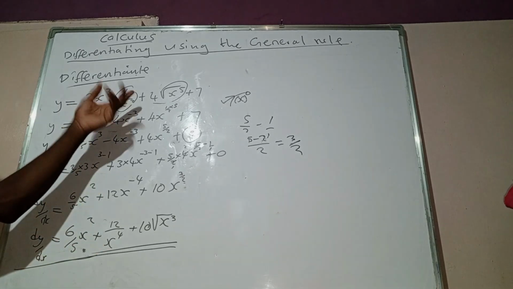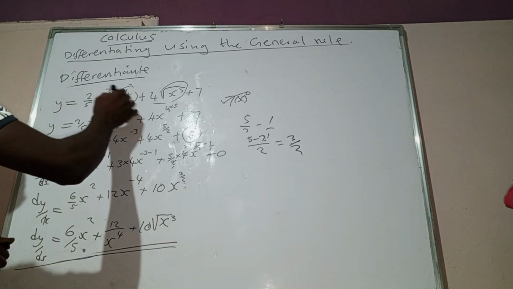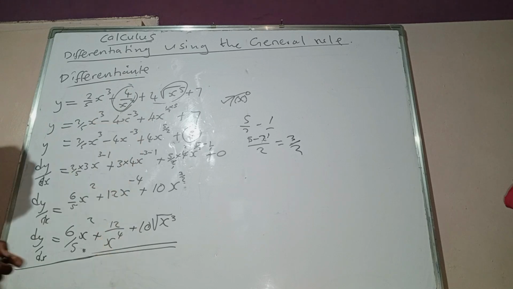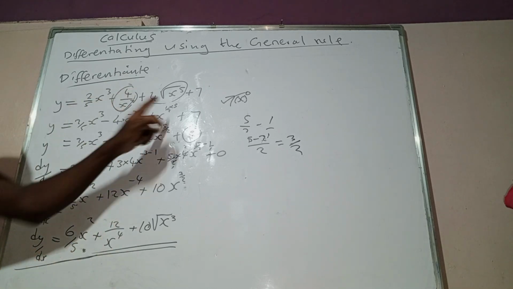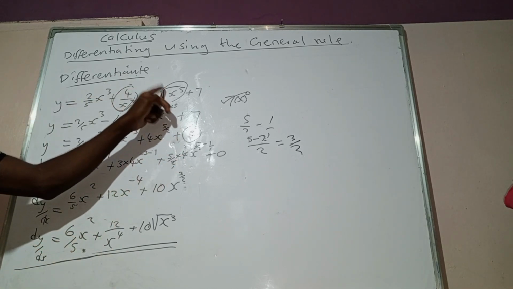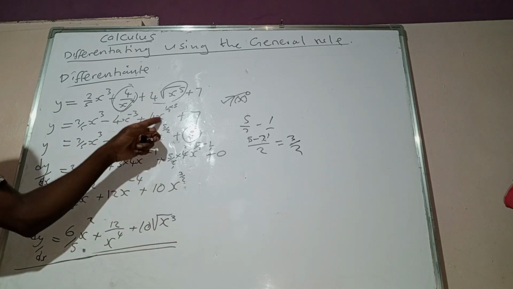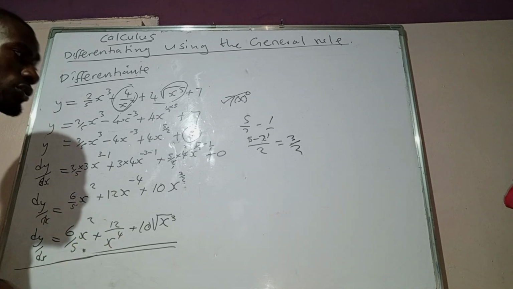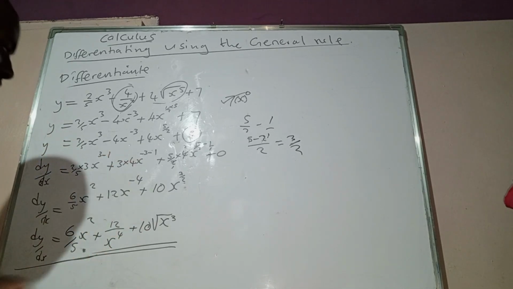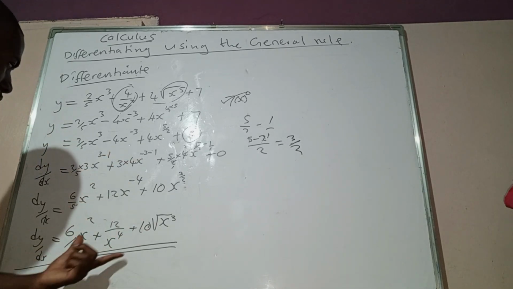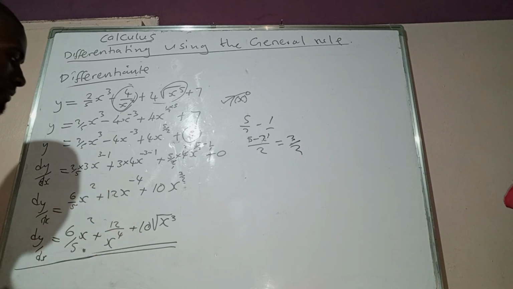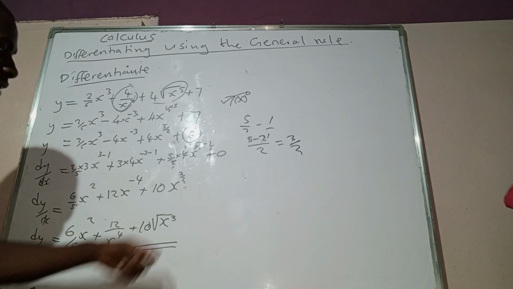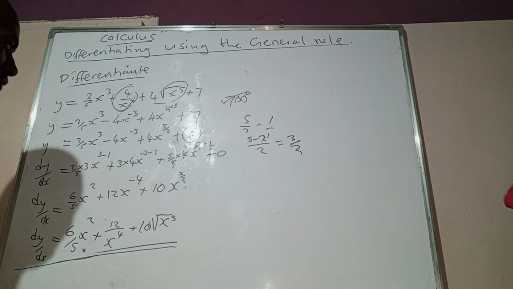So the first thing we did here was to change this fraction into a negative index. This was in a positive index. Also this one, we remove the square root. We take it back into proper numbers that can be simple for you to work out. And afterwards, you differentiate, and then you take it back into the positive index and into its square root.